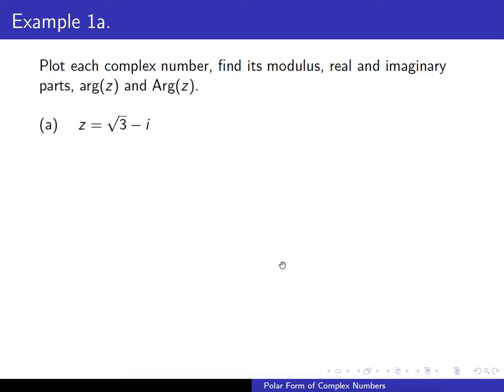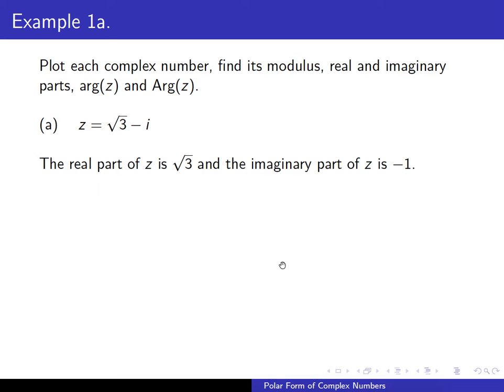Example 1: plot each complex number, find its modulus, the real and imaginary parts, and argument, the regular argument and the principal argument of z. So we don't necessarily have to go in order. Looking at the real part of z first, it is square root of 3. The imaginary part of z is -1.